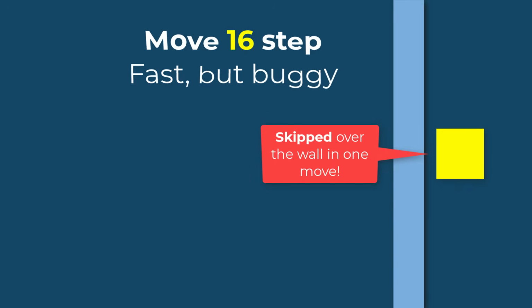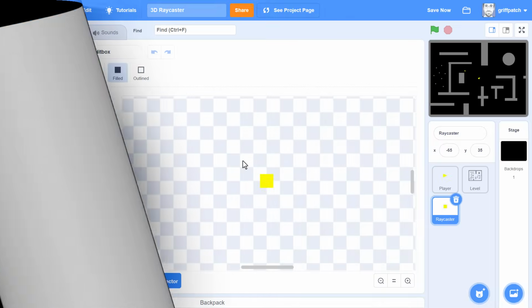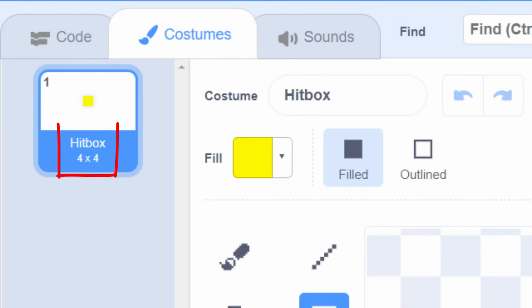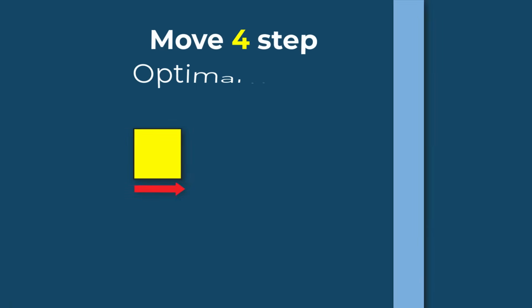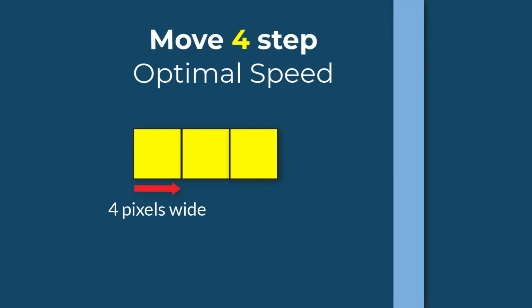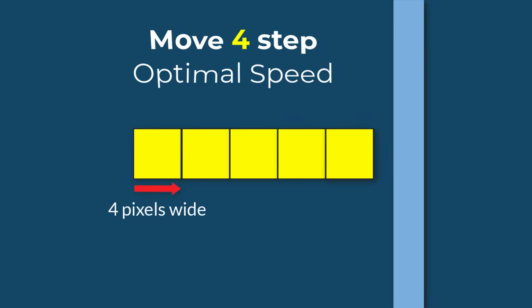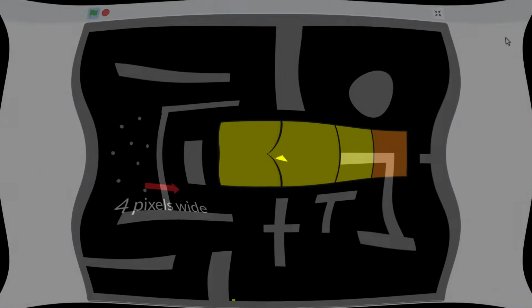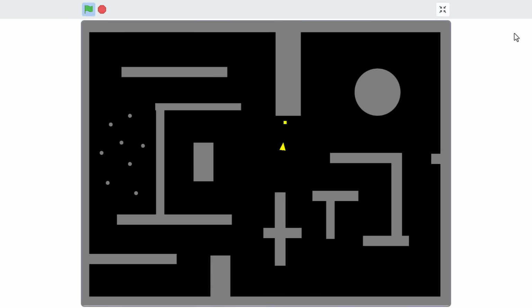So we need to find the largest step we can take that will not have this problem. Well, if we look at our costume, we see that it's 4 pixels wide. Therefore, if we move by anything more than 4 pixels, we will be leaving gaps between the sensing locations. So 4 is the biggest step we can safely move. Moving by 4 pixels does have the benefit of getting the projectile across the level quicker, but a disadvantage is that it can leave the projectile deeply embedded in a wall.